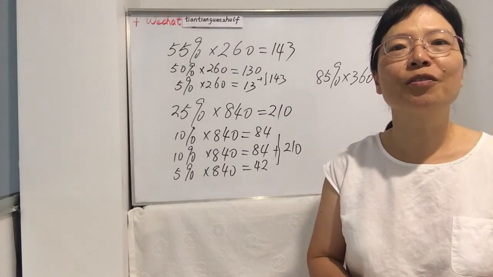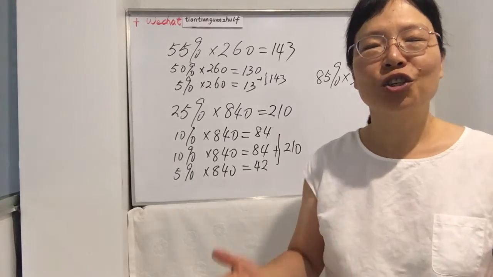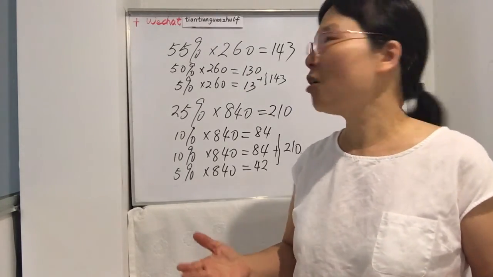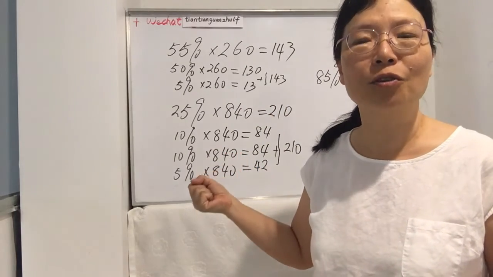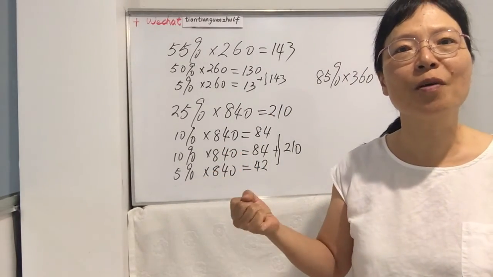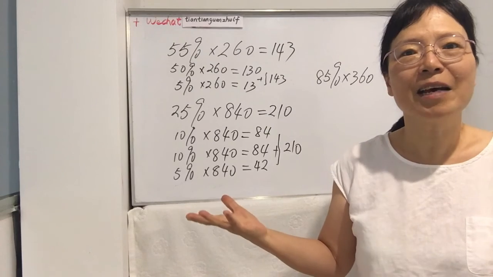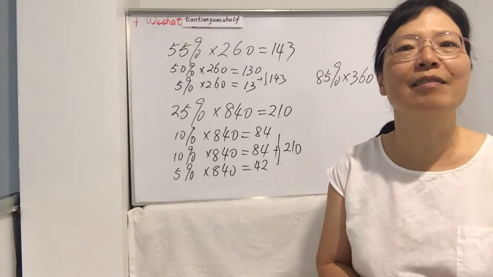So I hope you enjoy it, and next time I'm going to share about not only 50, 25, 30, this kind of round numbers. Suppose 21, 12, or any number of percentage, how do you work out the answer?